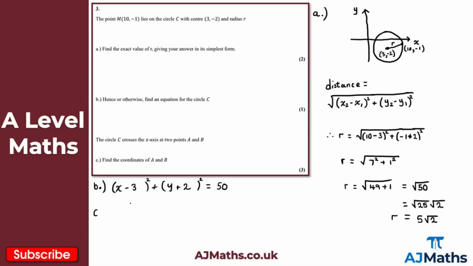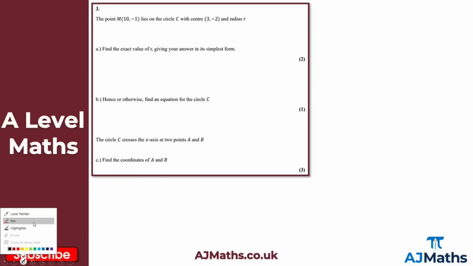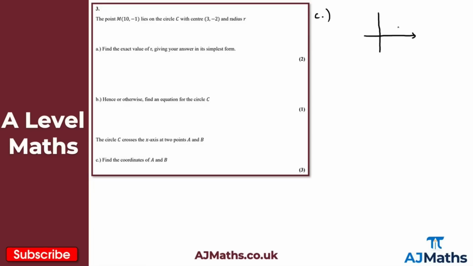So we take a look at C now. And actually, let's just clear a bit of room here for C. So for C then, we're told that the circle C crosses the x-axis at two points, A and B, and we're asked to find the coordinates of A and B. So if it's crossing the x-axis here, again, if you just think about a quick sketch, if you've got a circle here that looks, say, like this, it'll cross the x-axis here when y is equal to 0. So when y equals 0 here, all I'm going to do now is substitute that into the equation of my circle here. Let me just write down the equation of the circle again.